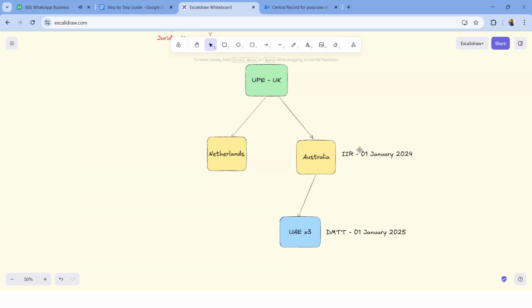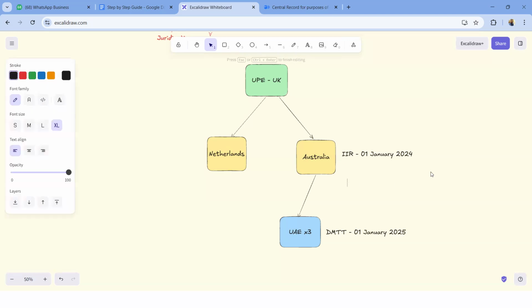Right? But your parent company's IAR starts from 1st January 2024. So that means for that year, for calendar year 2024, there won't be any QDMTT offset, right? But there will be IAR applicability, correct?